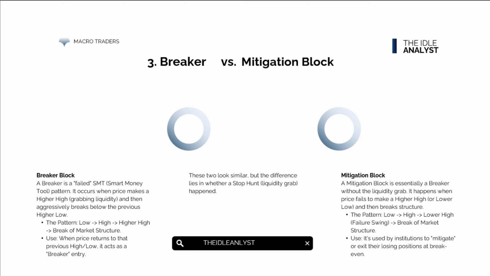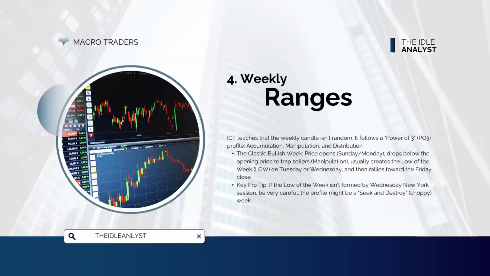The mitigation block, on the other hand, is basically a breaker without a liquidity grab. It happens when price fails to make a higher high or a lower low. It then breaks structure. The pattern is low, leading to a high, leading to a higher high, and then that's a failure swing, and then a break of the market structure. We use this to mitigate or exit losing positions at break even. This is where the banks exit their positions.